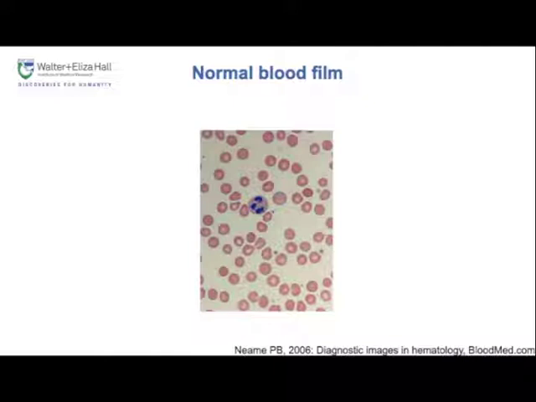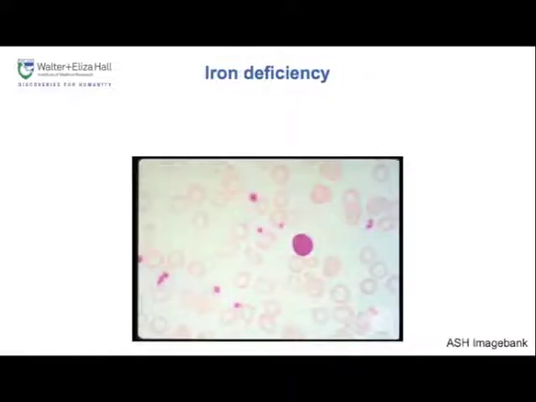So this is a film with iron deficiency. This is a lymphocyte here. And notice the cells look a bit smaller than a lymphocyte. So that's a very gross morphologic test of whether a red cell is small, if it's smaller than a lymphocyte.